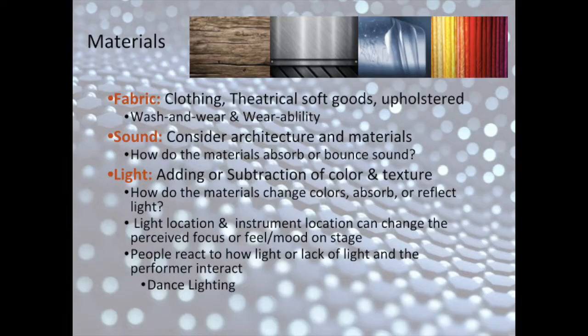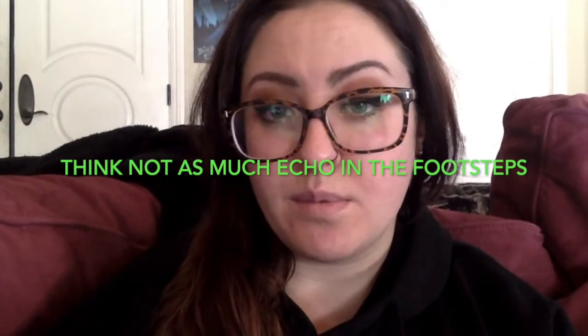Sound. Consider architecture and materials. How do the materials absorb or bounce sound? If you have a stage which is very bare and there aren't a lot of materials on stage and not a lot of soft goods, you might get a lot of bounce back and you will not absorb sounds. Masking and some of those fabric products, like having the legs or curtains around, will help mask sounds on stage and not let the sounds bounce against the walls. So that's something to think about.